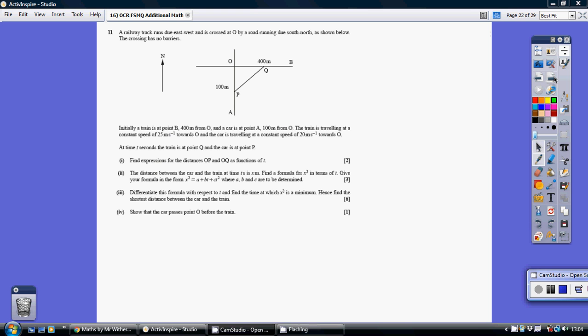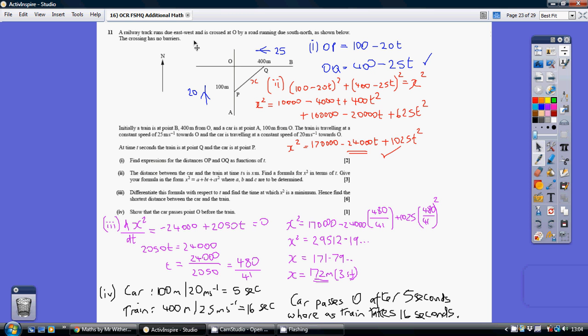So, question 11. We've got the railway, so we've got the train basically at B travelling right to left along this road at a speed of 25 meters per second, and similarly we've got a car travelling upwards from A towards O at a speed of 20 meters per second. We're being asked for one to find expressions for the distance OP and OQ as a function of t. So let's start off with the OP.